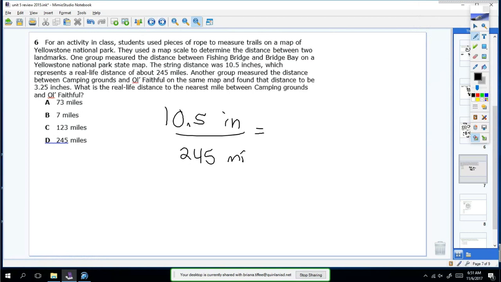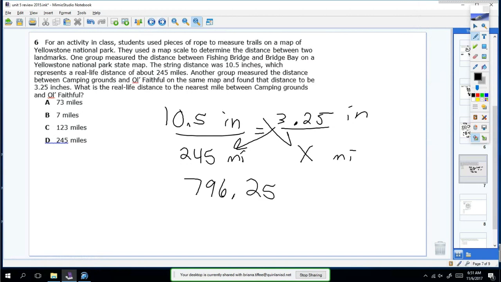Another group measured the distance between Camping Grounds and Old Faithful on the same map and found the distance to be 3.25 inches. So it means 3.25 goes up here and miles goes down here. So again, we're going to cross multiply. So you're going to do 3.25 times 245. This comes out to 796.25. Then you're going to do 10.5 times x, which is just 10.5x.